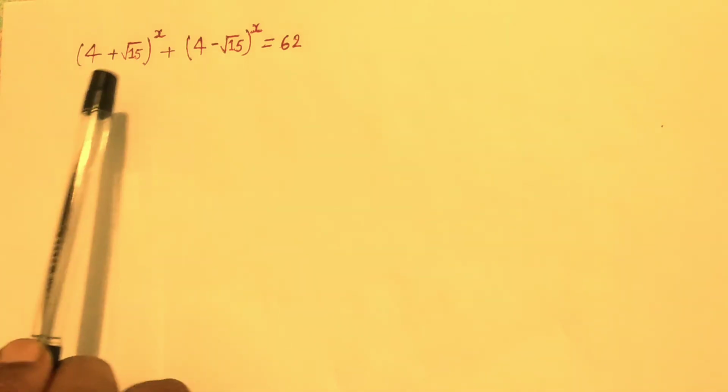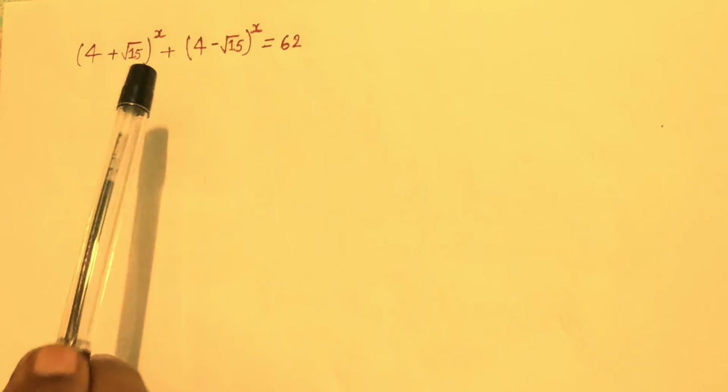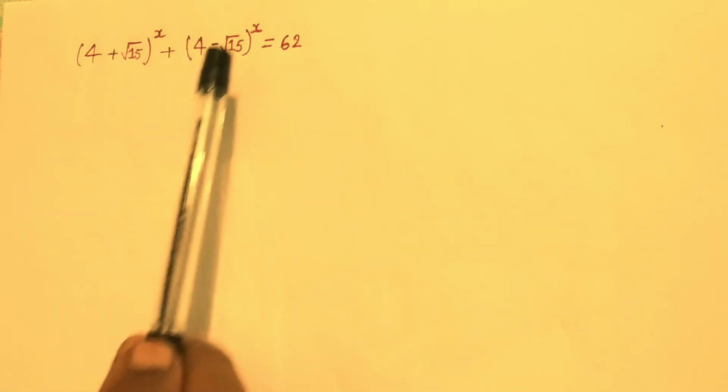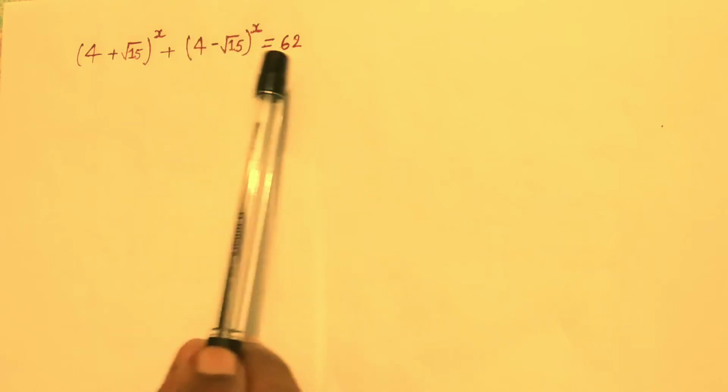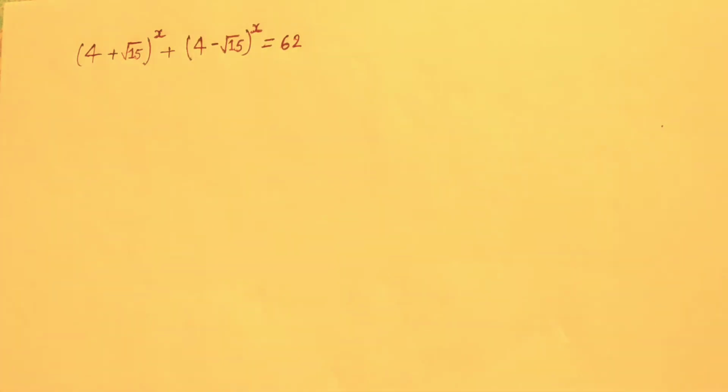It's me Binesh Kumar Mandal, and today also I came with one of the interesting questions. As you can see here, the question is (4 plus root 15) to the power x plus (4 minus root 15) to the power x is equal to 62. So this is the question and it is asked to solve for x.